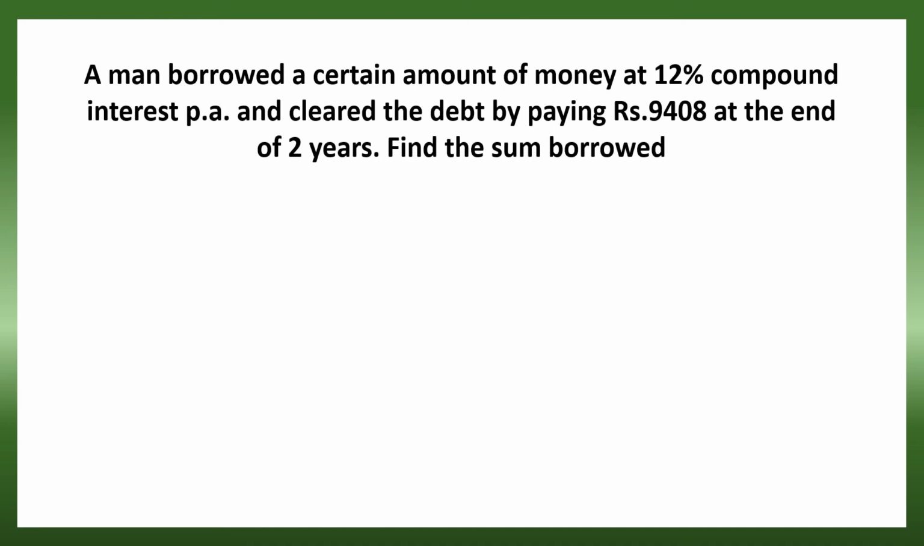And now let us take another problem. A man borrowed a certain sum of money at 12% compound interest per annum and cleared the debt by paying 9,408 rupees at the end of 2 years. Find the sum borrowed. First of all, let us analyze the question properly. The rate of interest is clearly given as 12%.